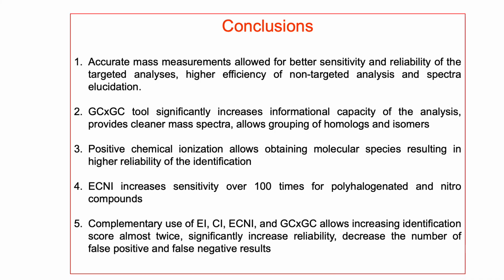So, coming to the conclusions. Accurate mass measurements allowed for better sensitivity and reliability of the targeted analysis, high efficiency of non-targeted analysis, and spectral elucidation. GC-GC tool significantly increases informational capacity of the analysis, provides cleaner mass spectra, allows grouping of homologues and isomers. Positive chemical ionization allows obtaining molecular species, resulting in higher reliability of their identification. Electron capture negative ionization increases sensitivity over 100 times for polyhalogenated and nitro compounds.